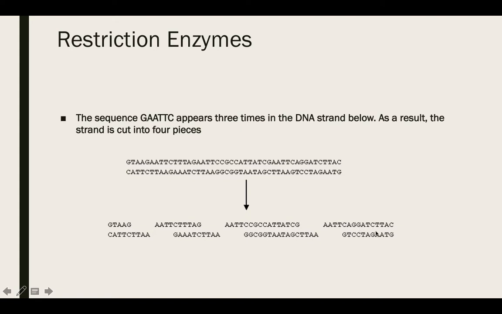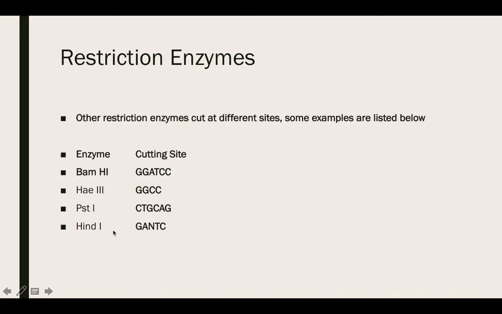So every time that it shows up, it's going to be cut. The resulting fragments may be left over here that aren't those. There are other restriction enzymes out there that cut at different sites. Some of them are BamHI, HindIII, PstI, and HaeIII, which all have different cutting sites.